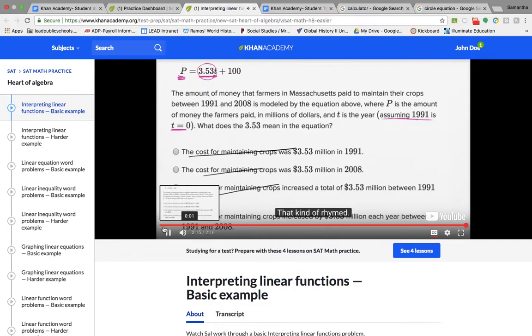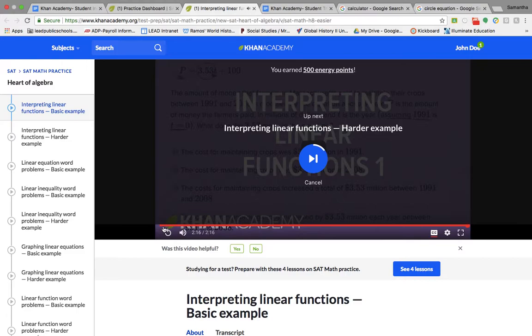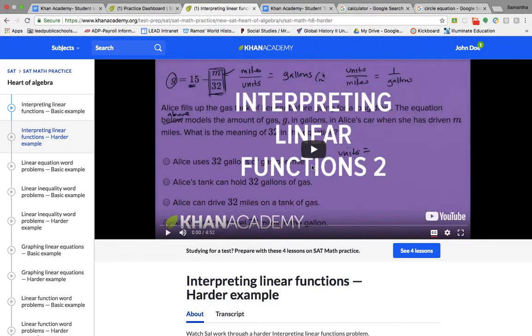That kind of rhymed. Now I'm scrolling through just for time of this video, but what's so great is it's going to go ahead and show me the harder example. So you could go ahead and wait till it pops up or click play. You're going to watch the harder example. Now what you're going to see is that some videos have shorter or longer time. On average, the videos are usually between 2 to 3.5 minutes. Sometimes they're a little shorter, sometimes they're a little longer.